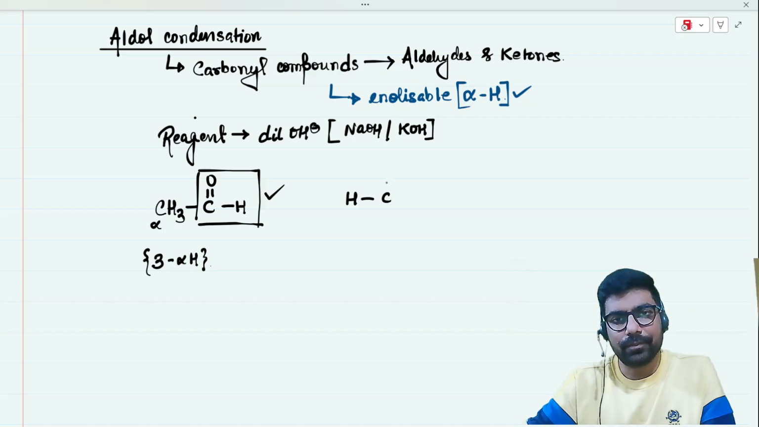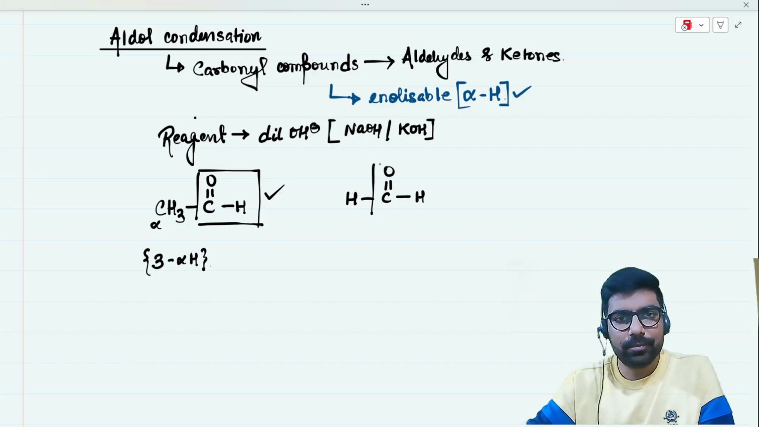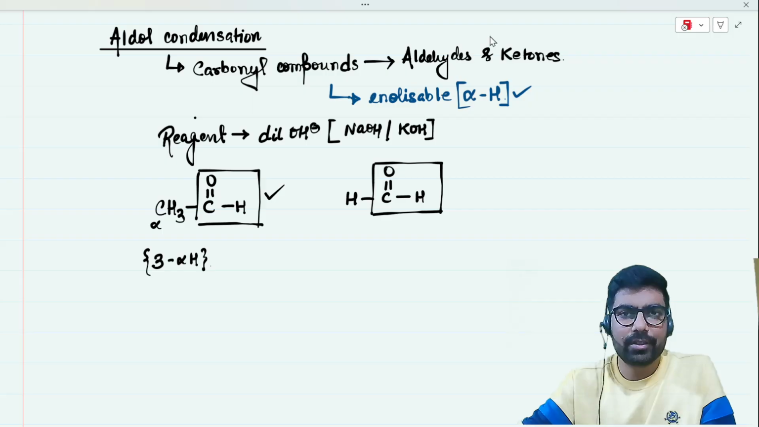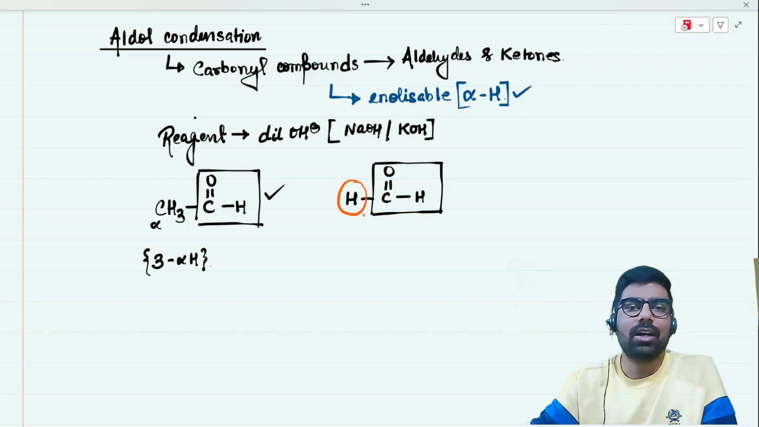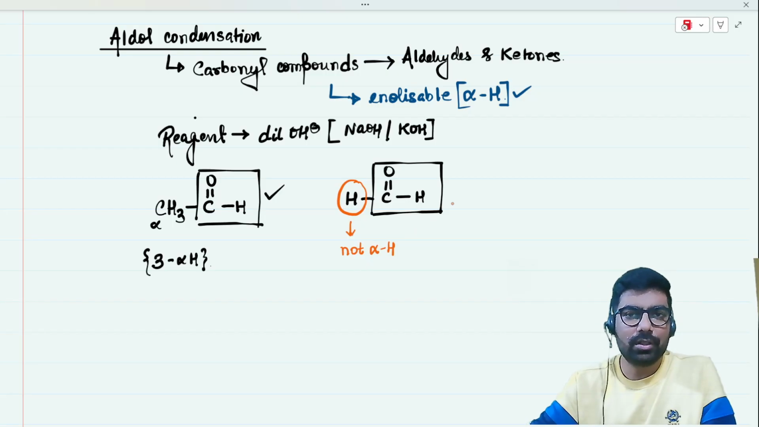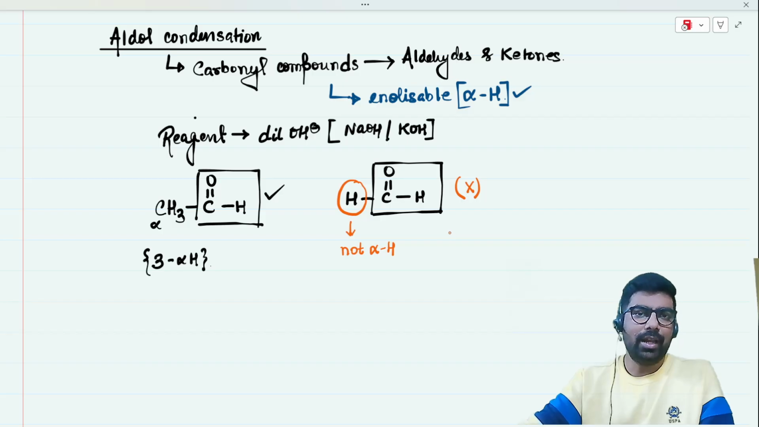Now if we see this molecule, this is my functional group. This hydrogen is directly attached to the functional group. There is no alpha carbon over here, so this hydrogen is not an alpha hydrogen. So this molecule, that is the formaldehyde molecule, will not undergo aldol condensation.